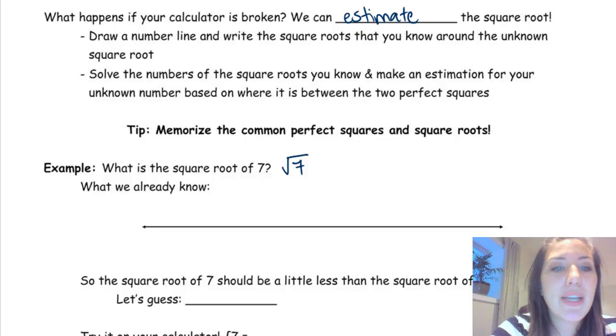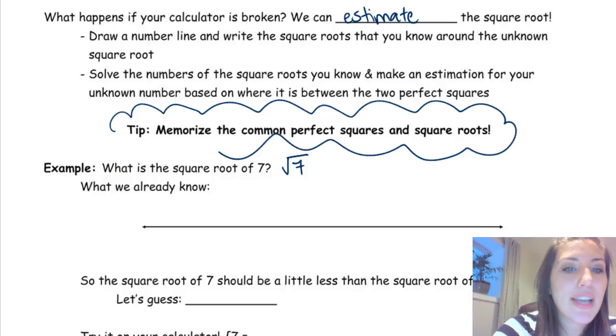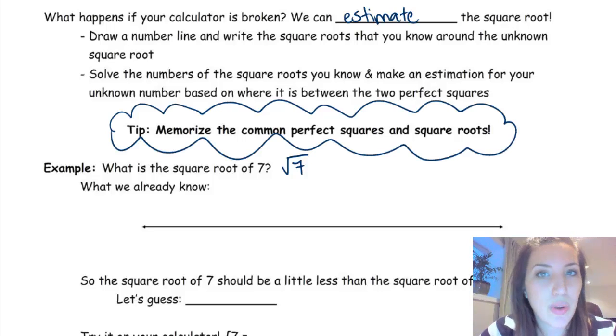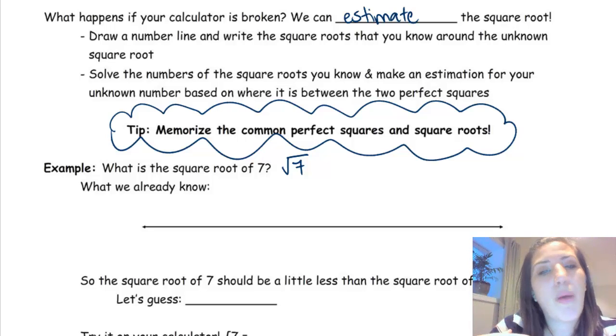Now, a really big tip, I've put it in bold because it's important, is to memorize common perfect squares and square roots. And by common, I mean 1, 2, 3, 4, 5, 6, 7, 8, 9, 10, 11, 12. Those ones will pop up all the time in grade 8 and 9. So if you memorize those common squares and square roots, then you will be set.